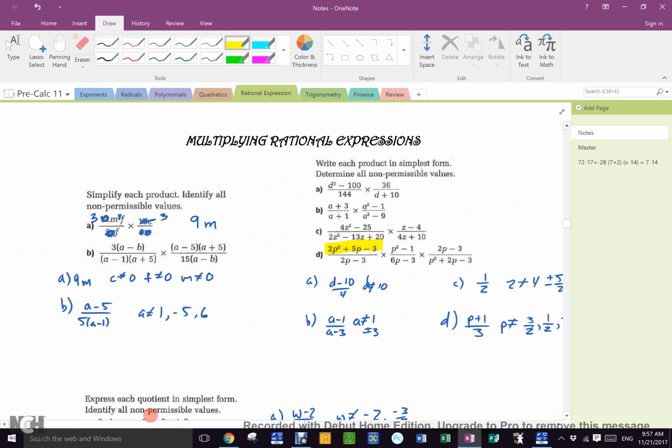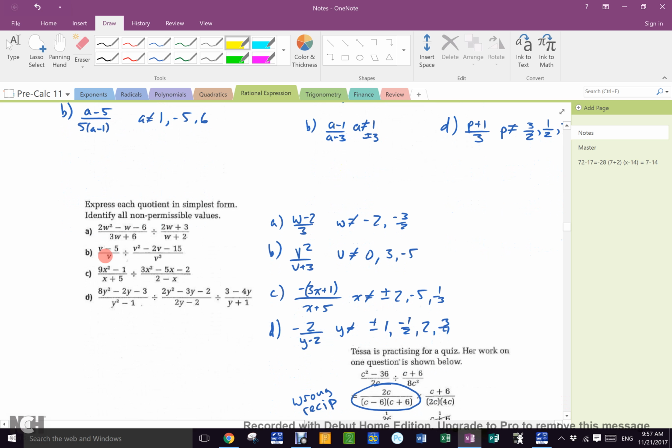Yes. Which one? I'm sorry. B. Right here. Okay. Well, none of this, or this is allowed to be 0, right? Because you're going to flip that over, yeah?